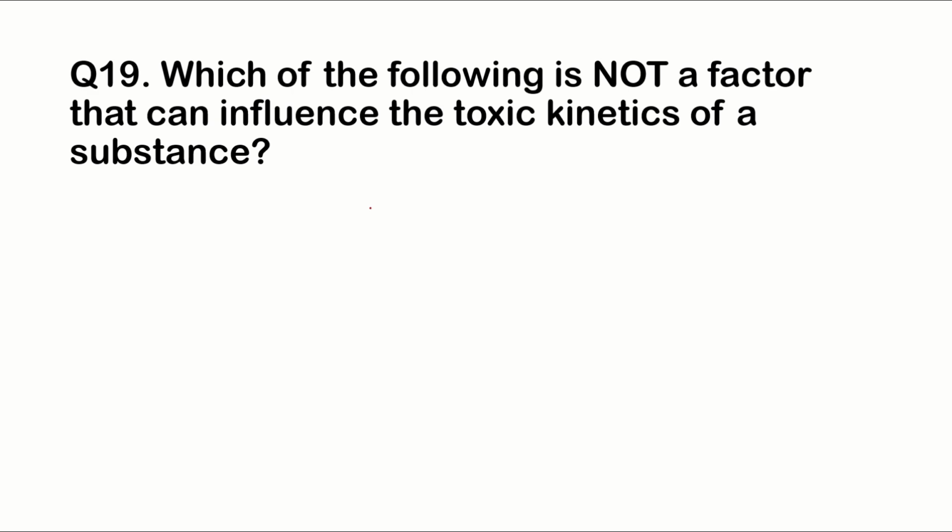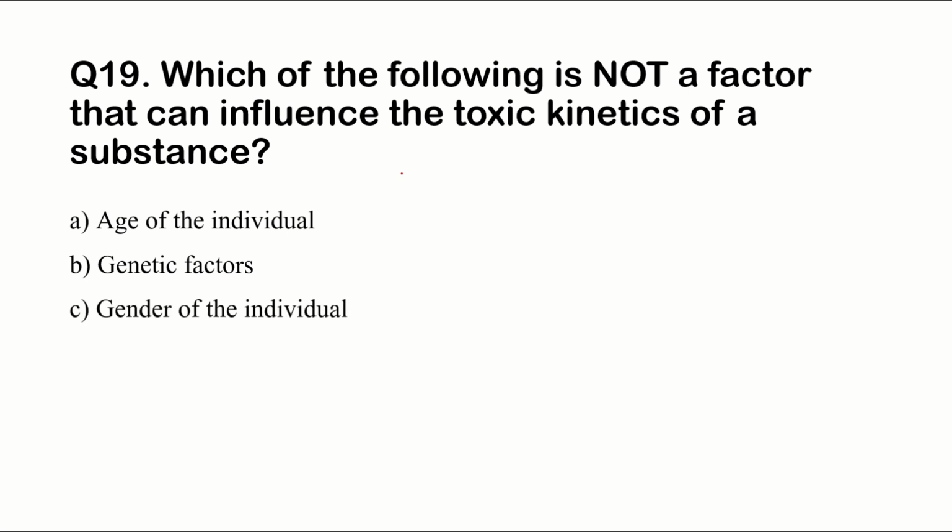Question number 19. Which of the following is not a factor that can influence the toxicokinetics of a substance? Here we are going to identify the factor that does not influence the kinetics of the substance. First, age of the individual. Yes, it influences. Genetic factors. Yes, it also influences the toxicokinetics. Then gender of the individual. Yes, it also influences the toxicokinetics. And the color of the substance. So here we get our answer: the color of the substance doesn't influence the toxicokinetics of the substance. So the right answer is option number D.